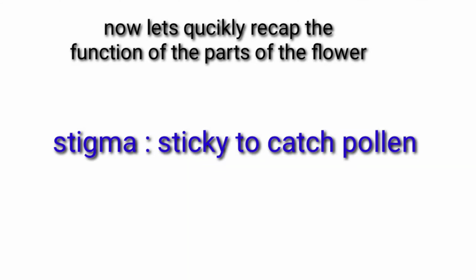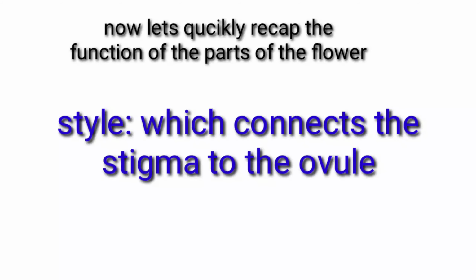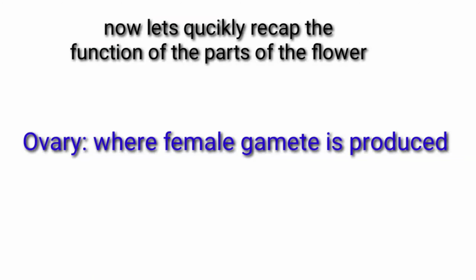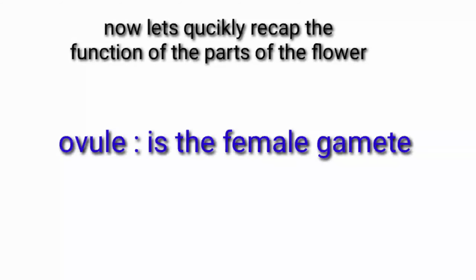Then we have got stigma which is sticky to catch pollen. It also has style, which connects the stigma to the ovule, and ovary where the female gamete is produced. The last one is ovule which is the female gamete.